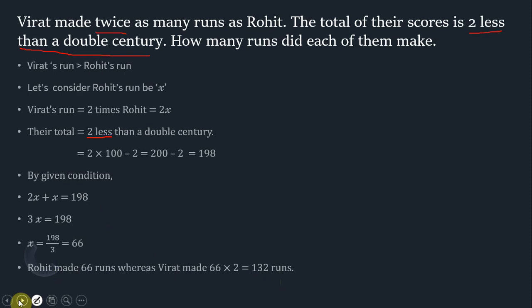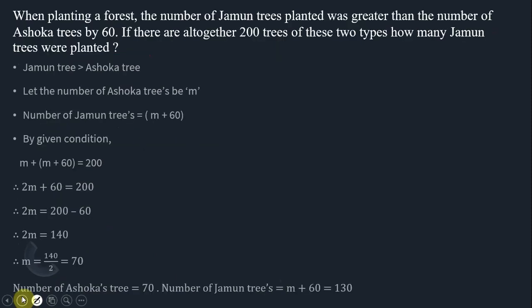That is 66 multiplied by 2. Now, when planting a forest, the number of jamun trees planted was greater than the number of Ashoka trees. Which trees are more in number? Jamun trees are more than Ashoka trees. By how much? By 60. So let the Ashoka trees be m. So what are the jamun trees going to become?